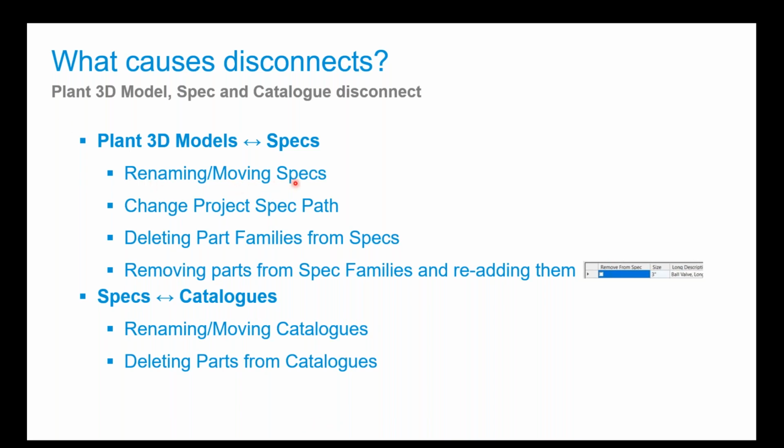First is renaming or moving the specs. So when you define your project, it is always better to make sure what your spec name needs to be and where the spec path needs to be. Try not to move those specs. The reason behind that is these spec names are captured when the linking happens between the model to spec to the catalog. So the spec names are captured in the catalog database file as well, the PCAT file, and vice versa in the PSPX file as well. So if you make any renaming in the middle of the project, there is a possibility that this connection is broken and you are unable to establish the connection back.